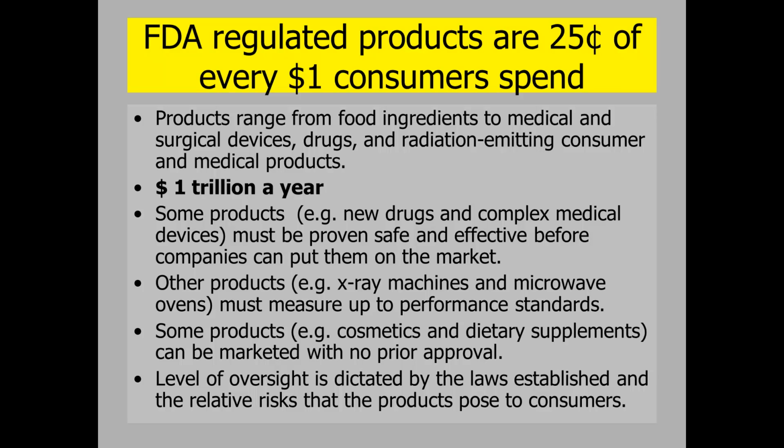Some products, like cosmetics and dietary supplements, can be marketed without prior approval. But if you sell an unsafe cosmetic or an unsafe dietary supplement, the FDA can shut you down. So the level of oversight the FDA has of all these different products is dictated by the laws that are established and the relative risks that the products pose to the consumers. So taking a dietary supplement is not as risky, or it shouldn't be as risky. Putting a new brand of mascara on shouldn't be as risky as taking a new drug for diabetes.